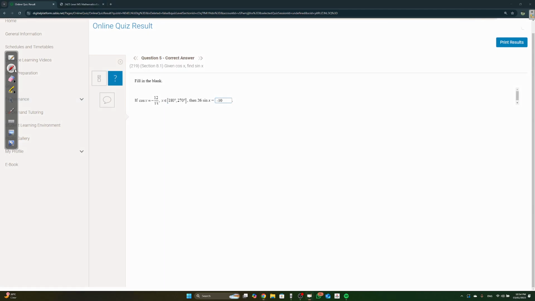Question 5. If cosine x is equal to negative 12 over 13, and x is in between 180 and 270 degrees, then 26 sine x is equal to what? Okay, the first thing is between 180 and 270.